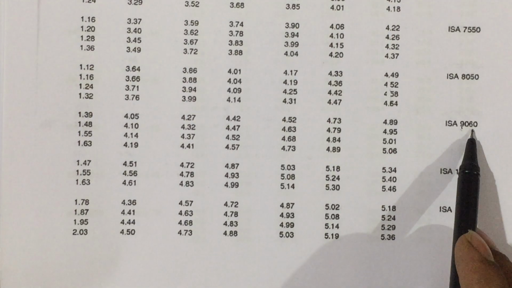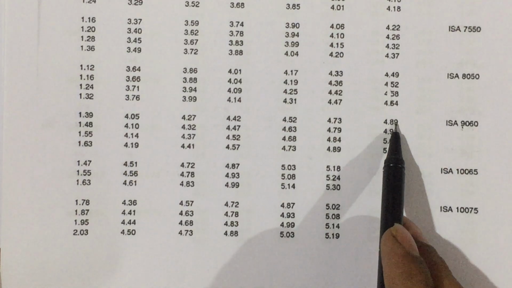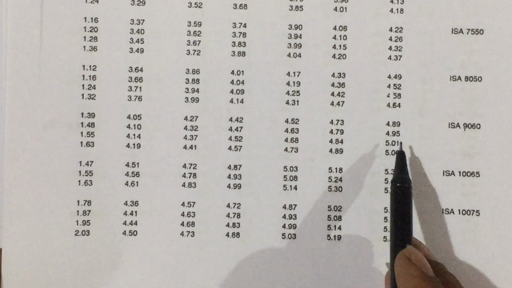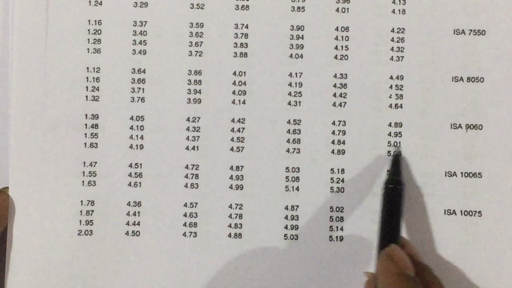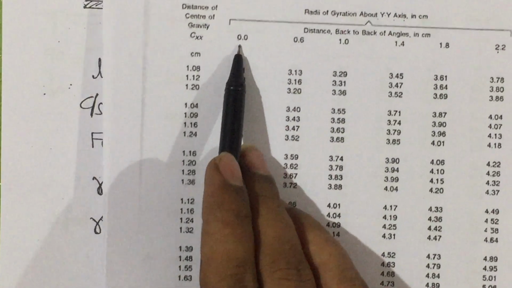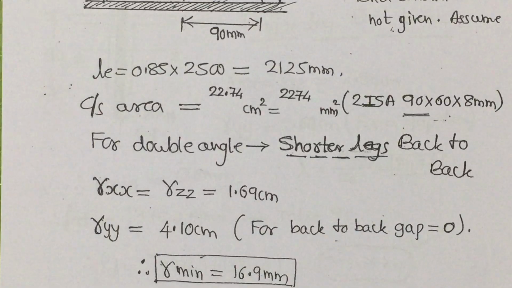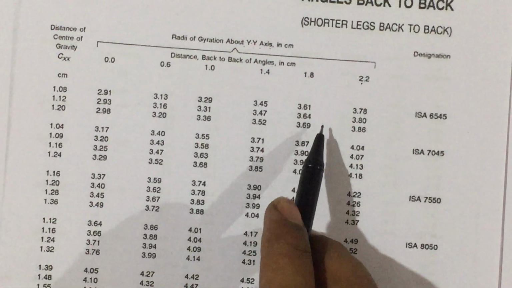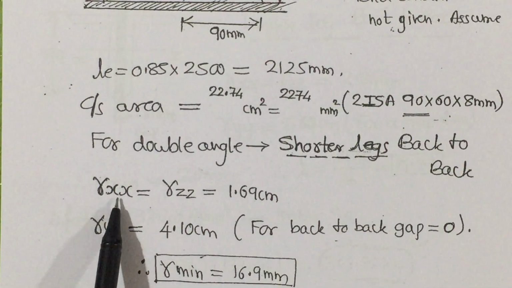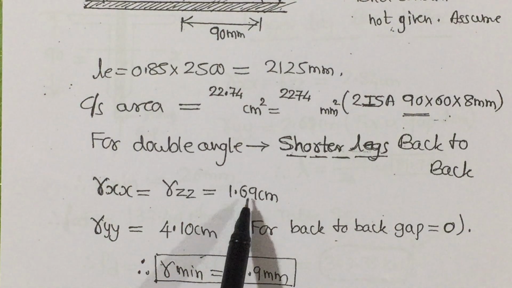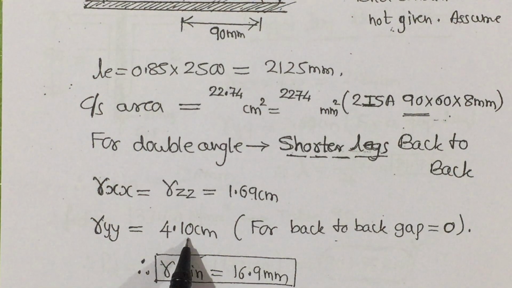ISA 90 by 60, in that it is for 5 mm, 6 mm, 8 mm and 10 mm. For ISA 90 by 60 8 mm, and for the gap of 0, we are going to get the value as 4.14. It is in terms of centimeter. And here we don't have any RUU and RVV, only two values. RXX is equal to 1.69 centimeter, RYY is equal to 4.1 centimeter.